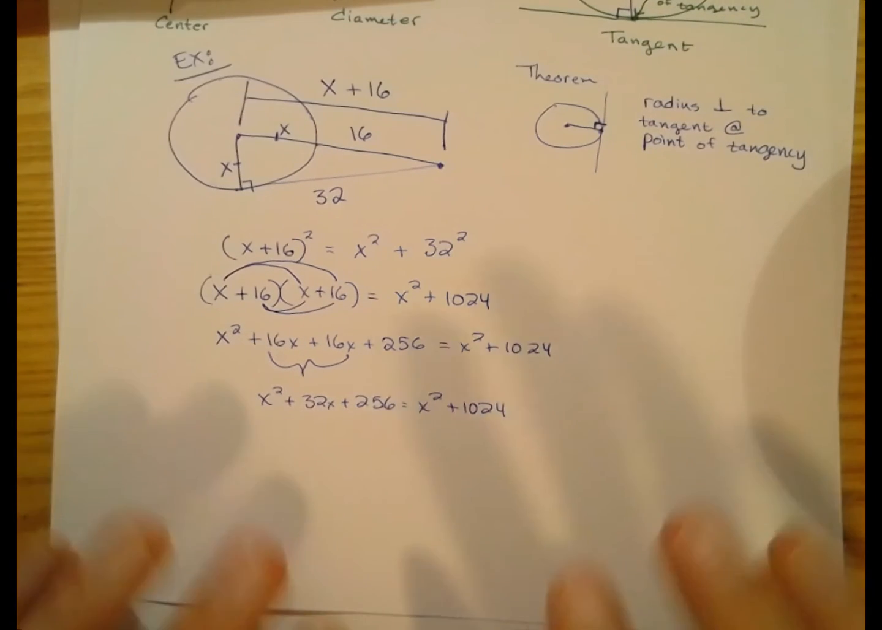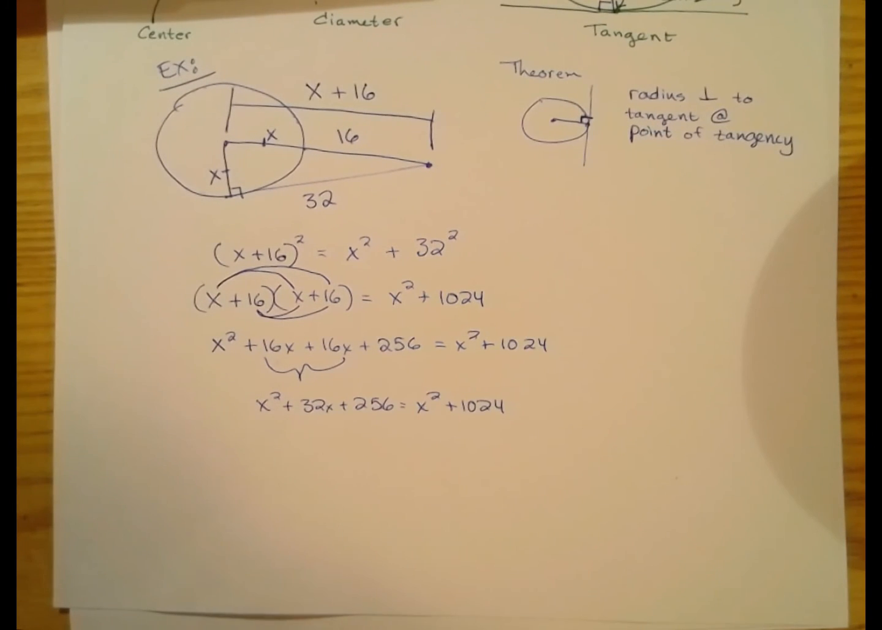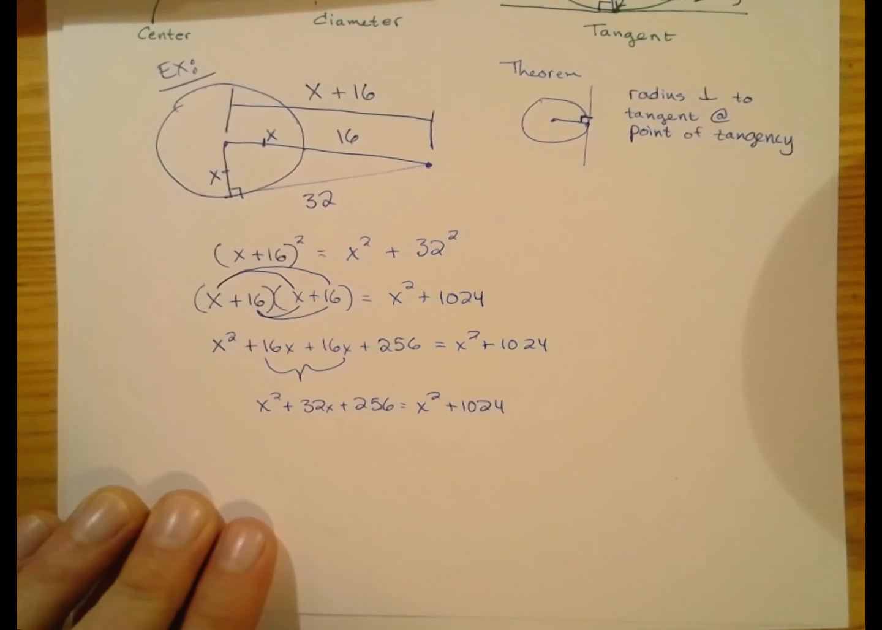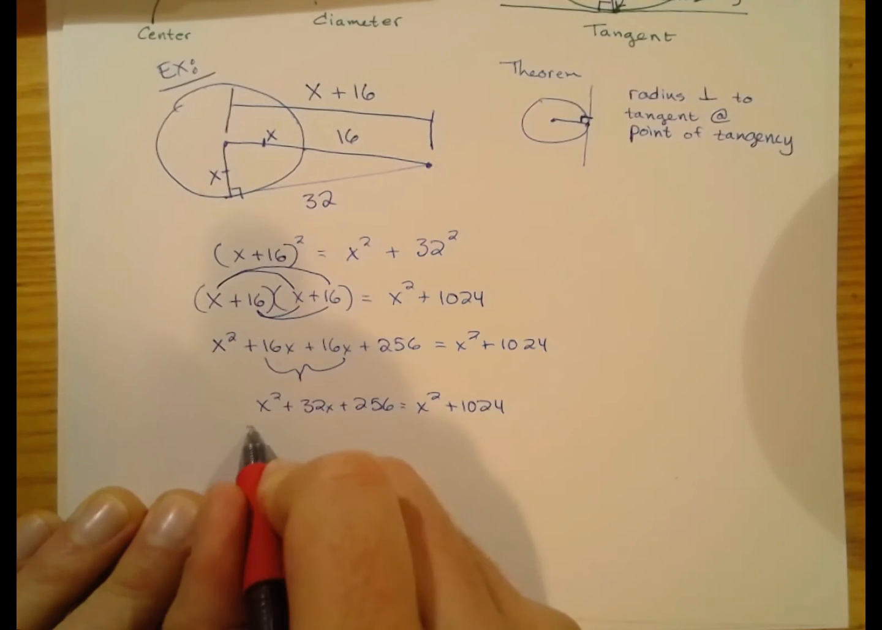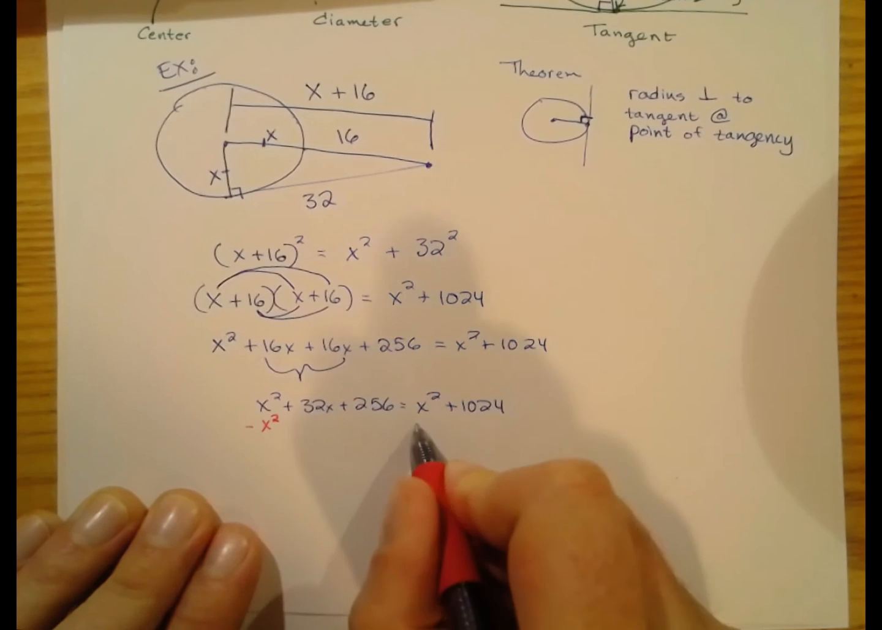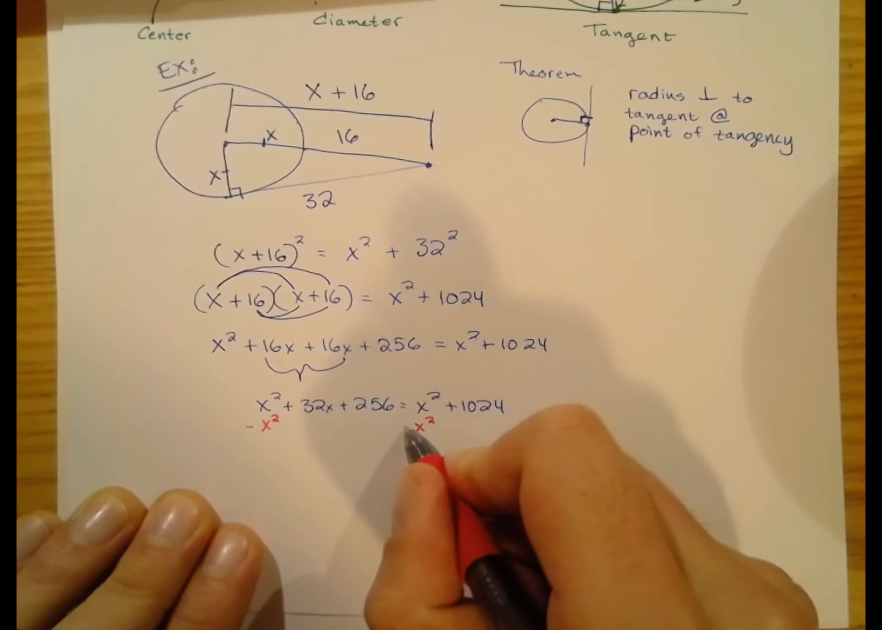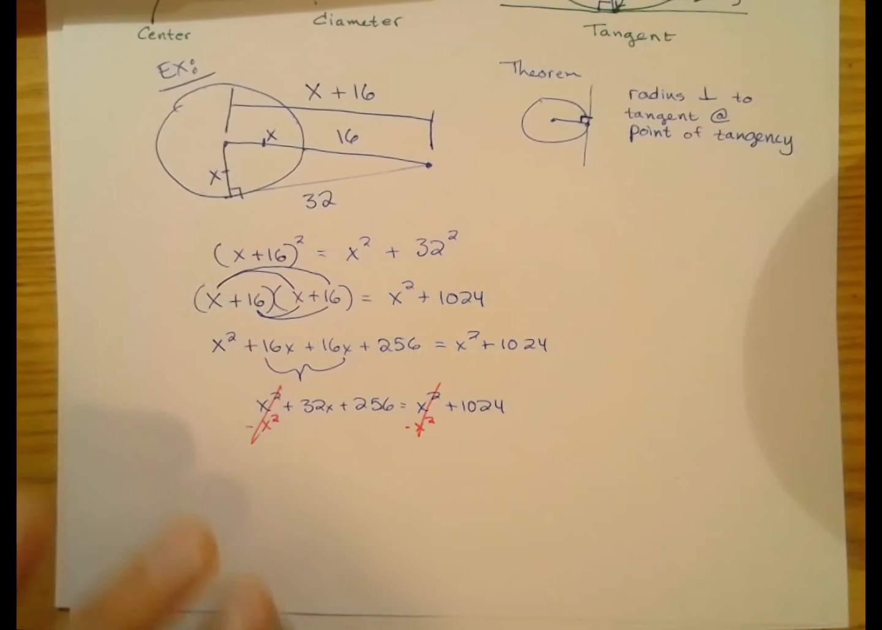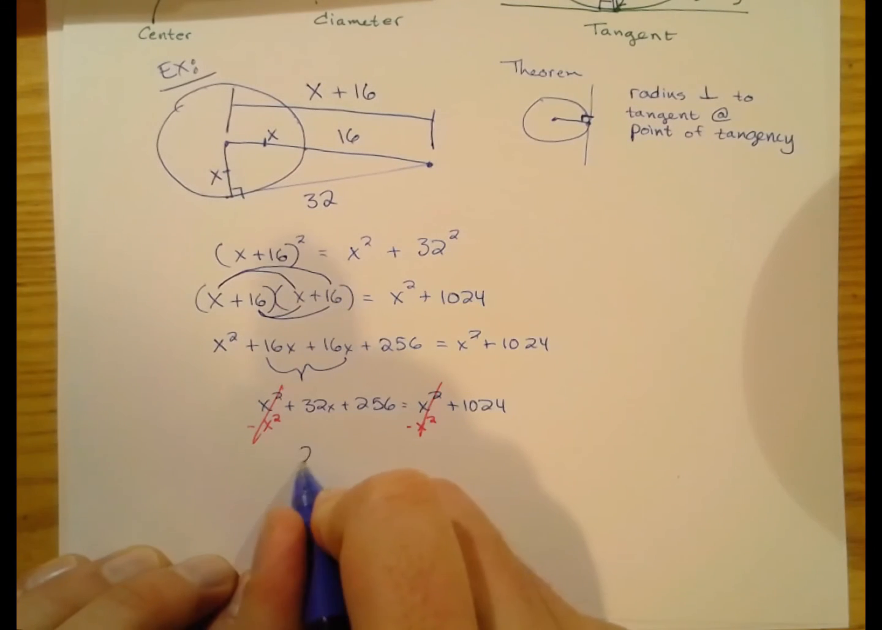Okay, and in a future video coming up very soon, I'm going to show you how to use the quadratic formula. But lucky for us in this particular problem, when you combine like terms, you can subtract an x squared from both sides, and that x squared completely goes away. So now you only have to deal with a normal old x.